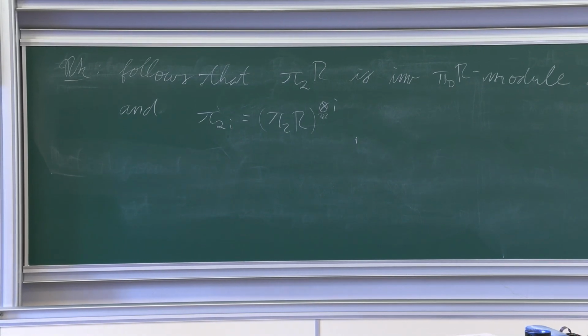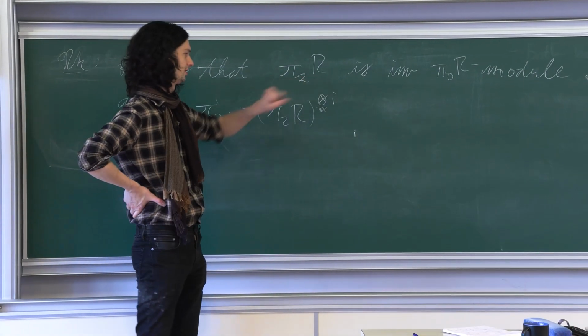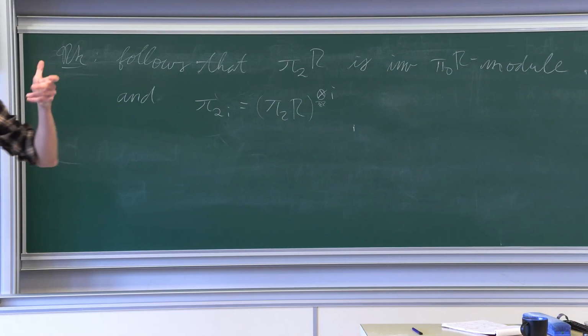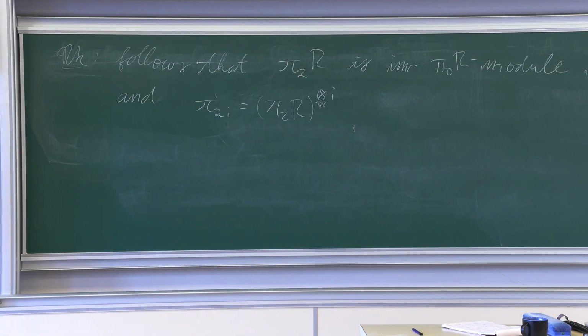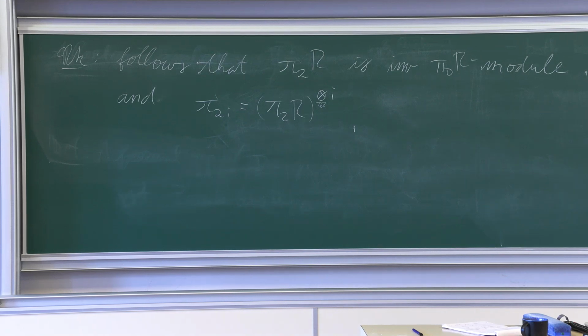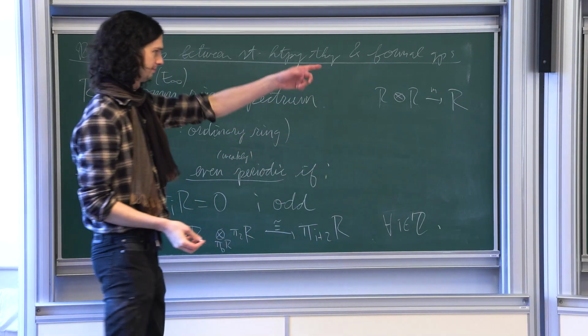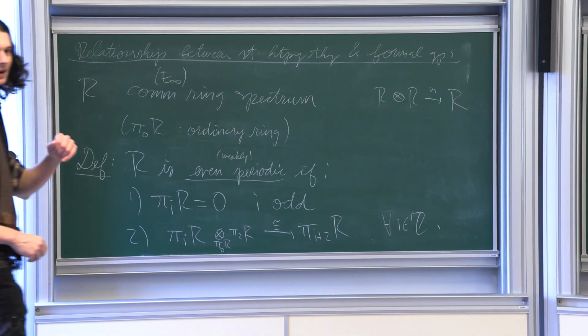Now, if this is a free module and you choose a generator, then you see an honest periodicity. All of the even homotopy groups will be isomorphic via multiplication by a power of that generator. Sometimes these are called weakly periodic when the module pi 2 R is not free, but I'll just say periodic.